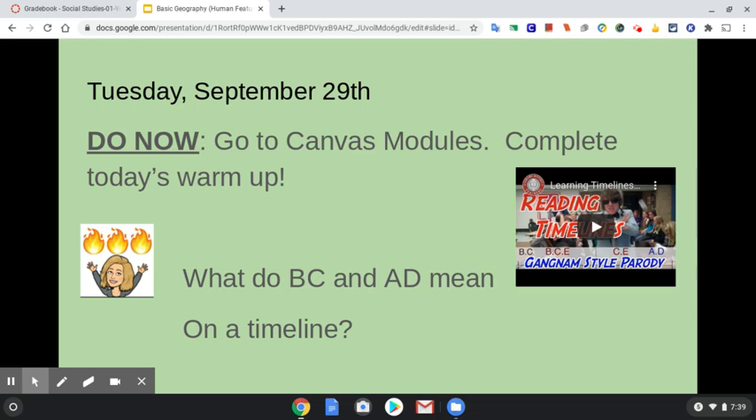Your warm-up today asked you, what do BC and AD mean on a timeline? BC means before Christ, and that would be the years before the year zero. AD means Anno Domini, and those are the years after the year zero.